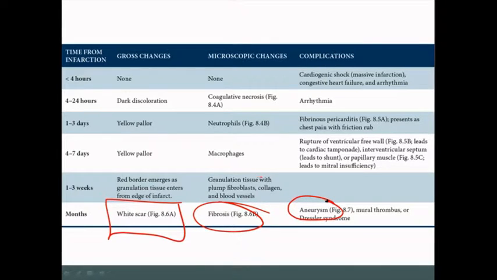Once you've got a scar, you're not going to have good movement of the wall. And in addition, if you have an aneurysm, that's only going to further complicate the fact that you're going to have stasis along that wall. So that's going to increase the risk of a mural thrombus, or a thrombus forming along the wall of the scar. And finally, one complication that can arise is called Dressler's syndrome.